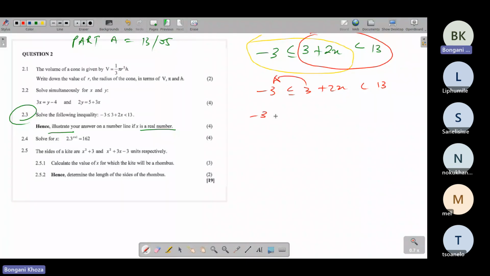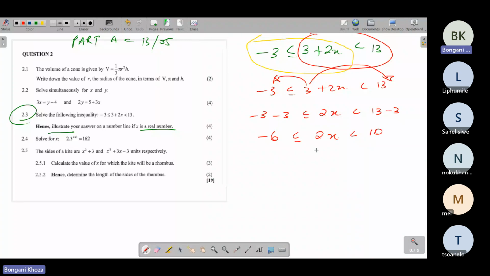It's -3 minus 3 is less than or equal to 2x. I'll take this 3 and transpose it to the other side as well, so I'll have 13 minus 3. Whatever I've done on my left, I have to do on my right. So this ends up being -6 is less than or equal to 2x, which is less than 13 minus 3, so this is 10.